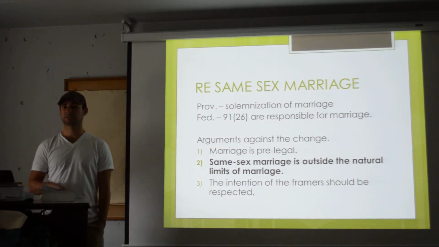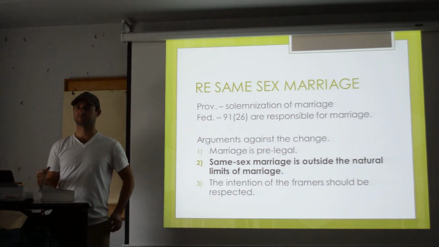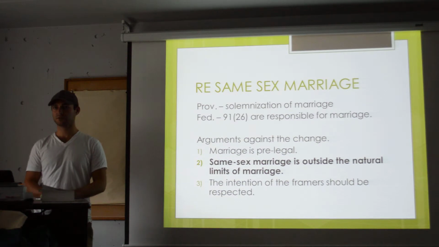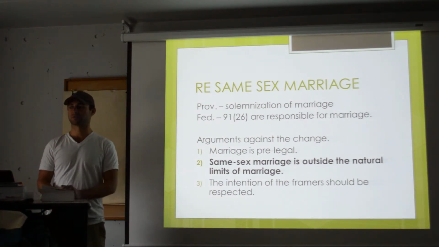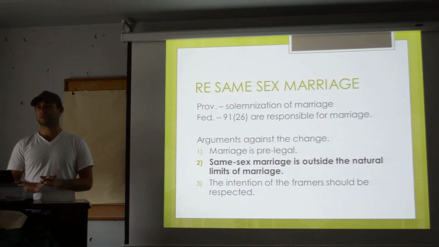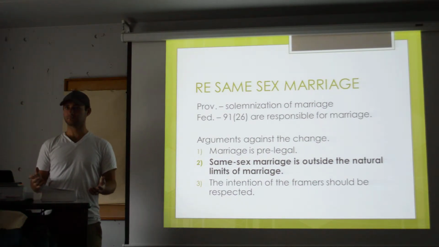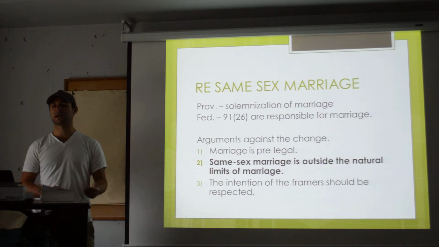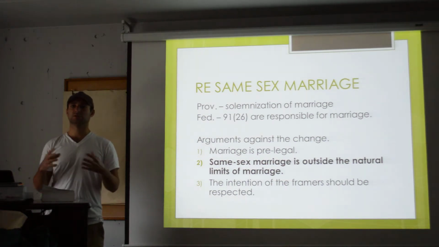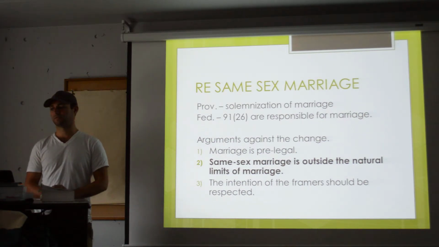There were some arguments, though, against changing the definition to same-sex, and the arguments were that marriage is pre-legal. So looking at a very broad context, the idea of marriage is a pre- or super-legal concept that is derived from Christian belief and has been around for centuries. However, the court decided that marriage is now a civil institution, and they looked at the next argument against it, which was that same-sex marriage is outside the natural limits of marriage, and they decided that marriage is the union of two people to the exclusion of others. It has nothing to do with the sexes. That is the natural limit of the civil institution of marriage.